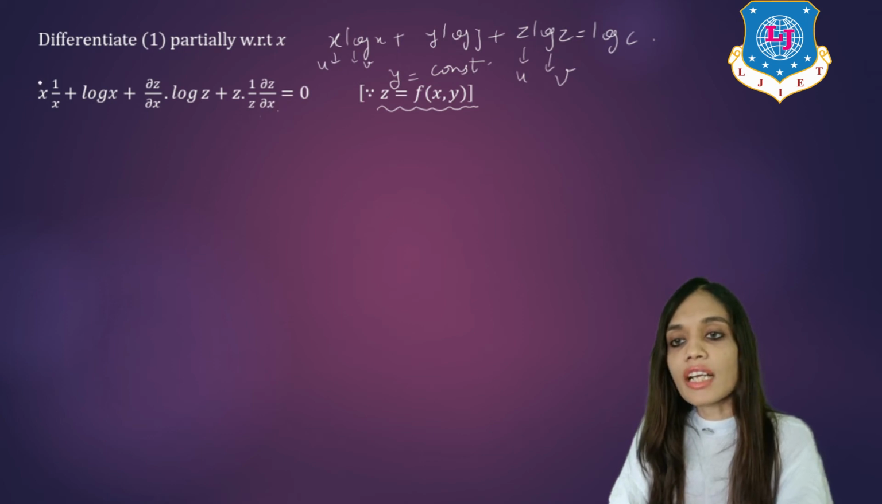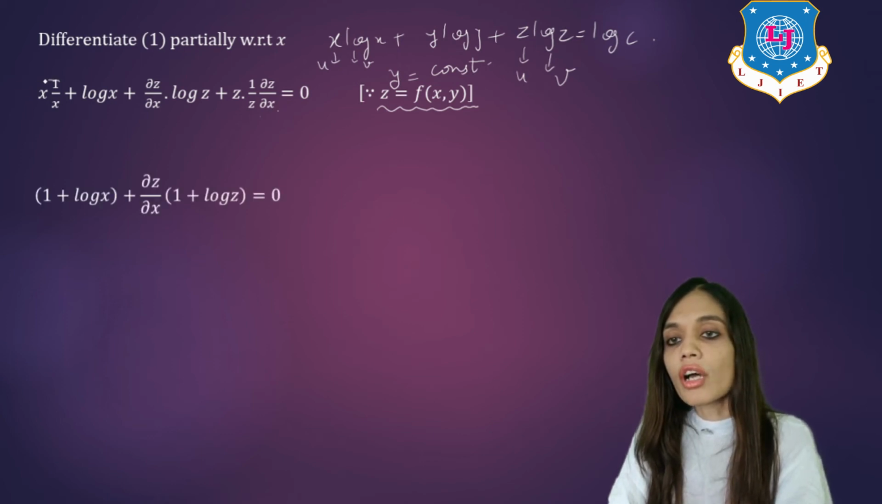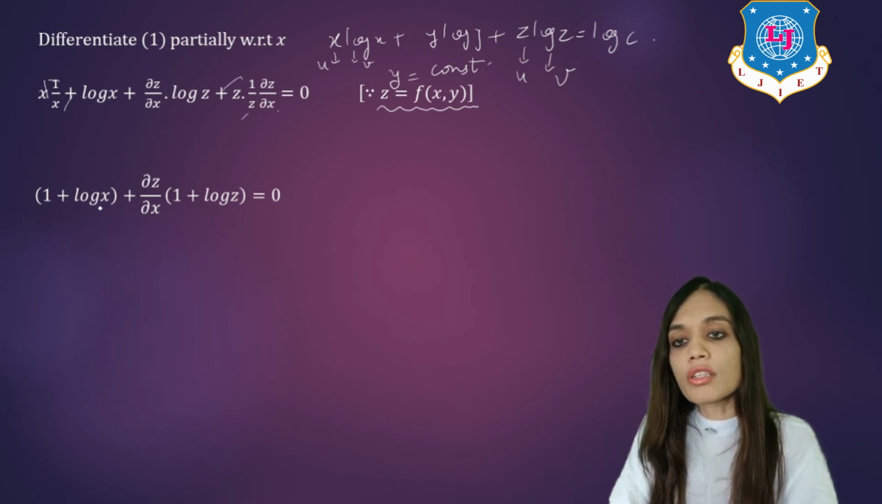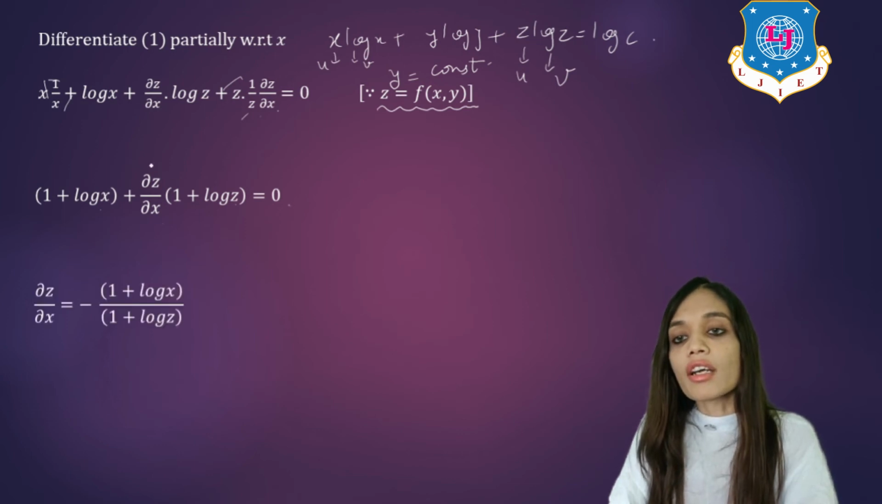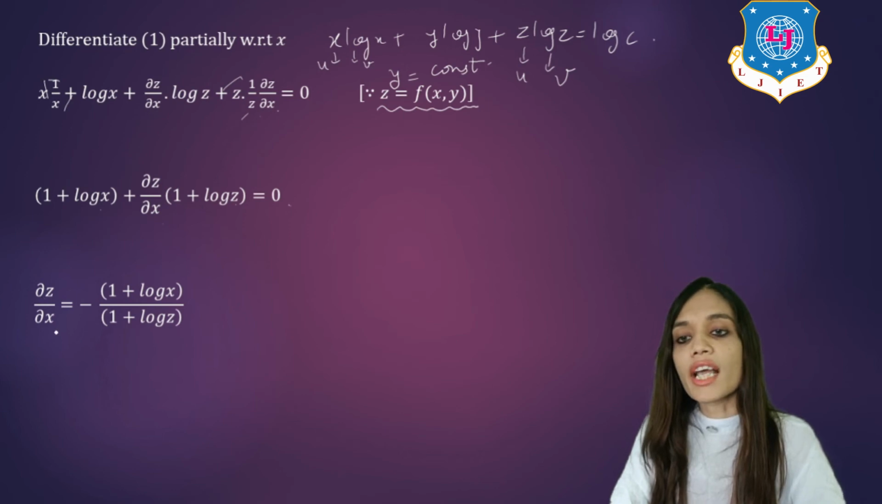Now this x and x will get cancelled out. Similarly, this z and z will get cancelled out. So finally what will we get? 1 plus log x plus del z by del x into 1 plus log z is equal to 0. Now make del z by del x the subject. So del z by del x is equal to minus (1 plus log x) upon (1 plus log z).